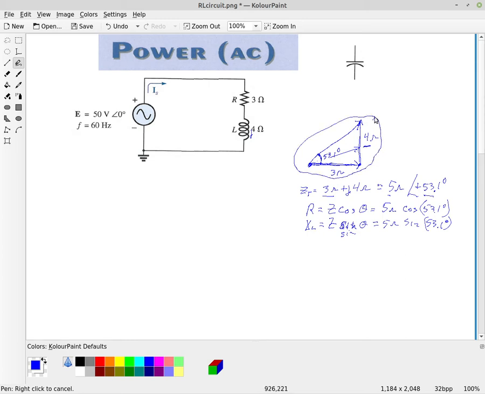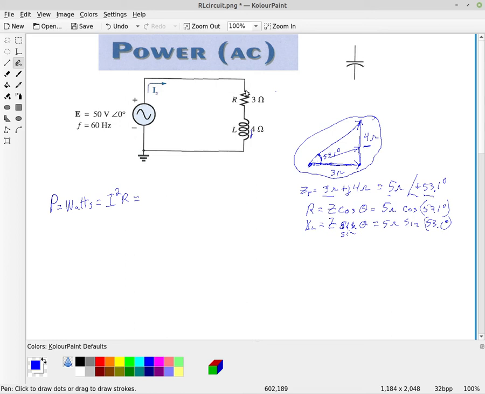And the reason I'm showing you this is because when we talk about AC power, we have 3 types of power to discuss. We've already discussed quite a bit real power. So real power, P, is measured in watts. And real power, we can calculate that as being I squared times R.